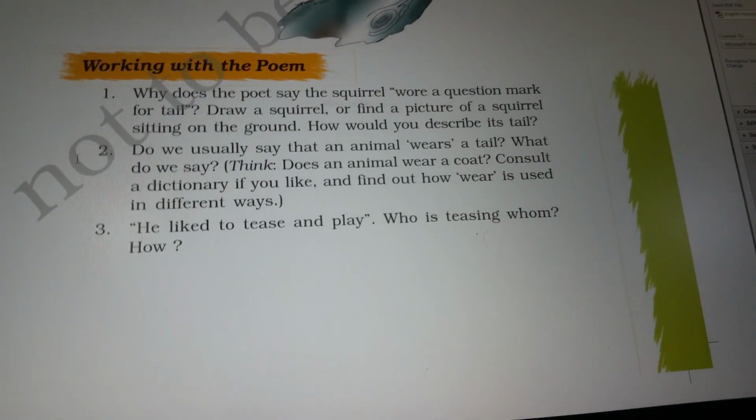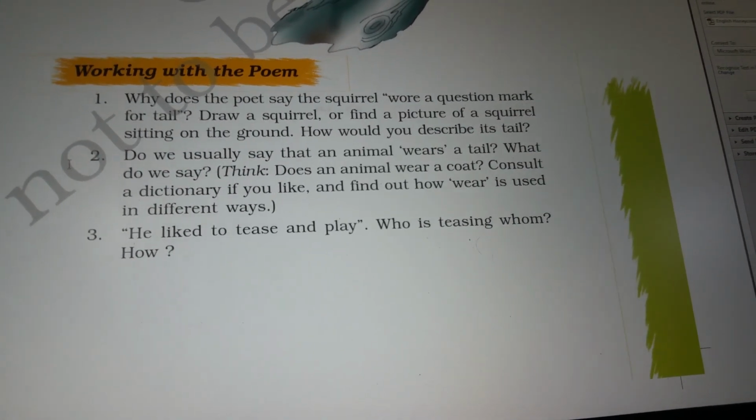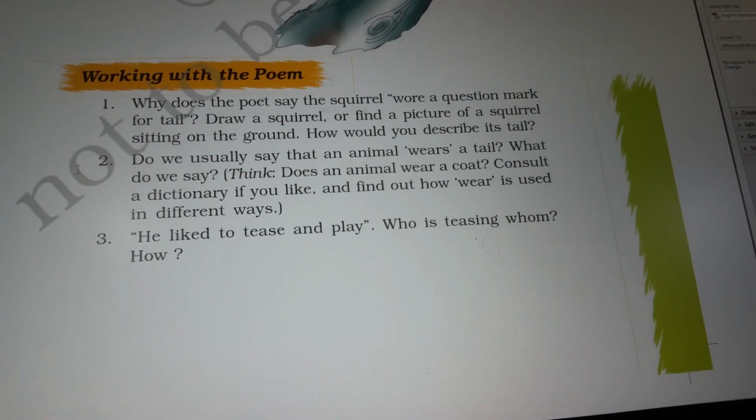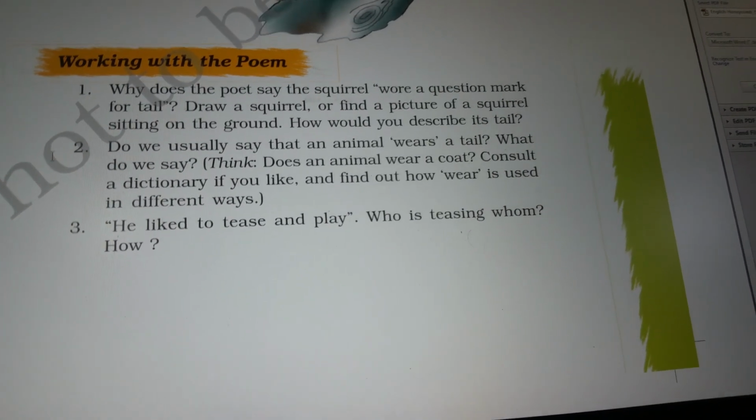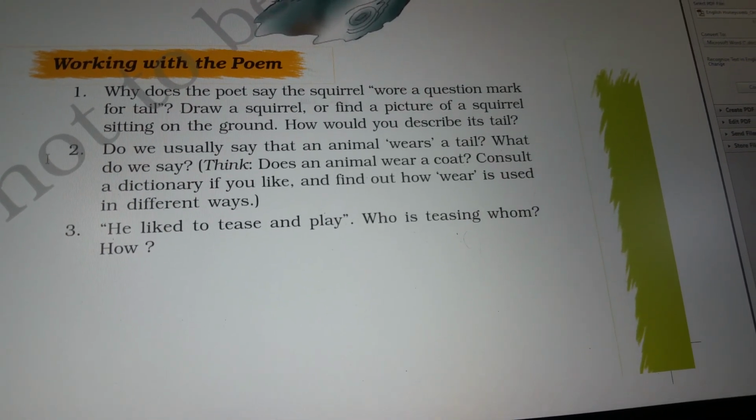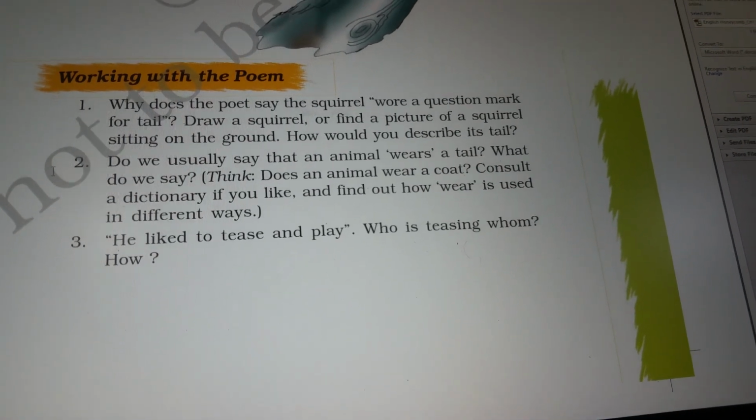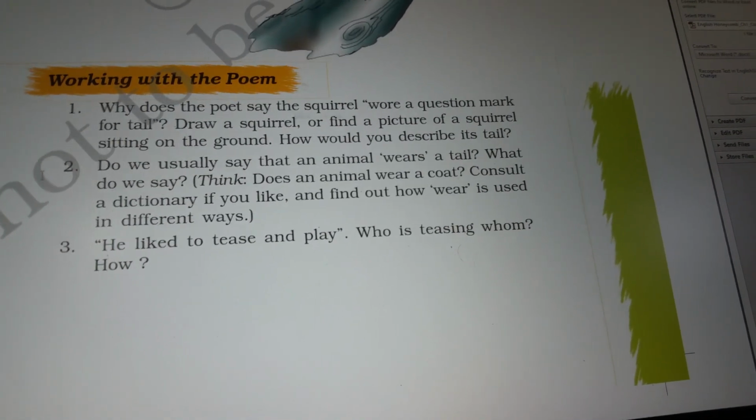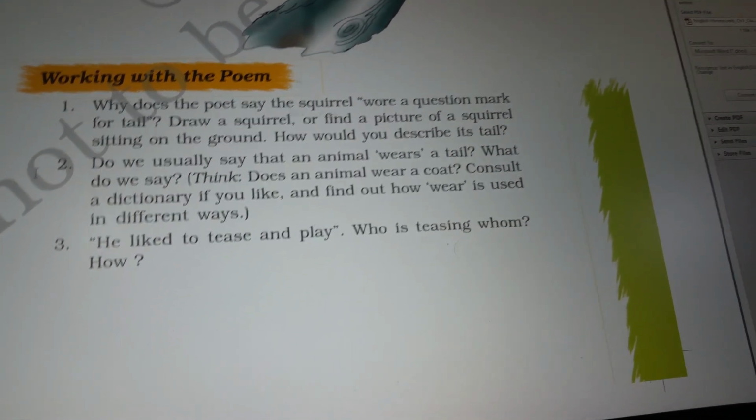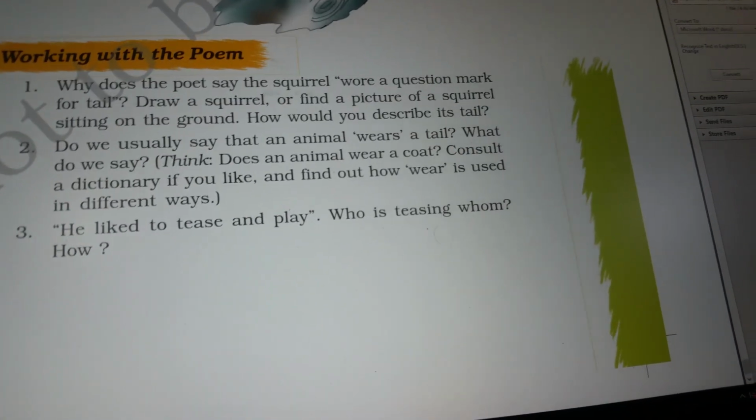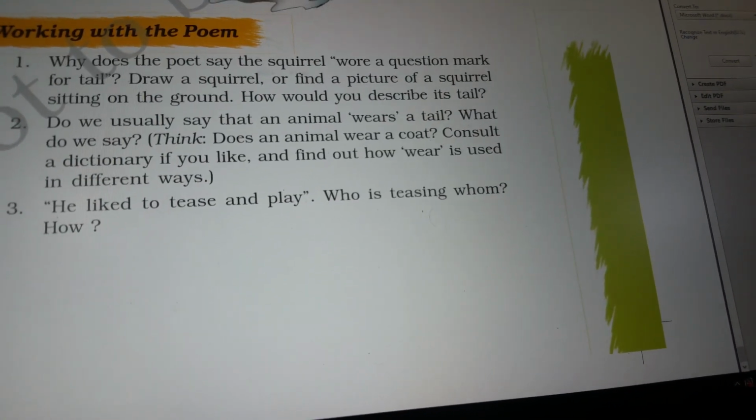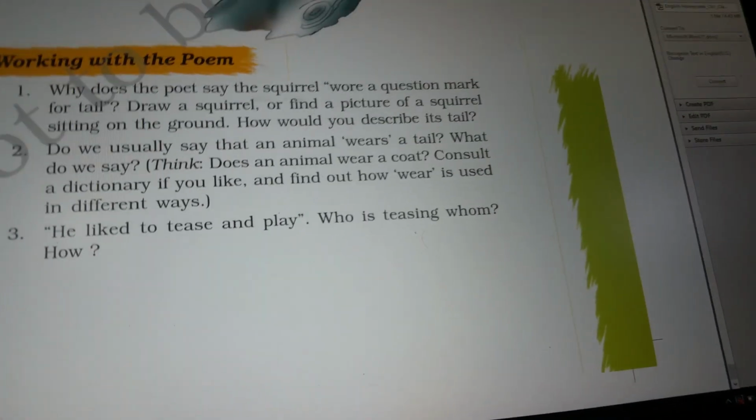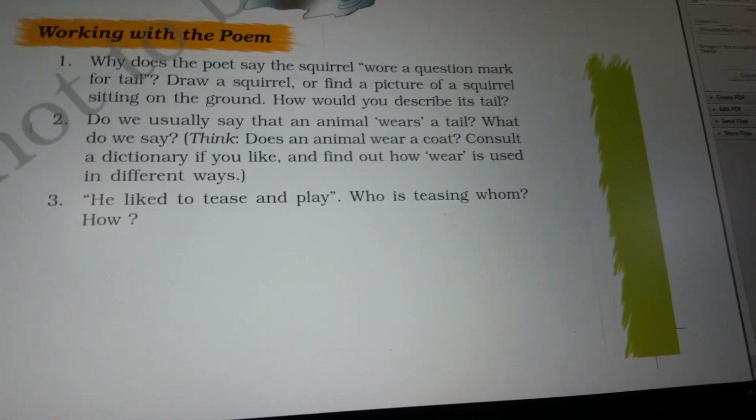Now third, he liked to tease and play. Who is teasing whom and how? So the poet liked to tease and play with the squirrel. Whenever the poet went a little close, the squirrel would run away in the other direction. So the poet liked to tease and play with the squirrel this way only. Whenever the poet went towards the squirrel, it would run away in the other direction. In this manner he used to tease the squirrel.